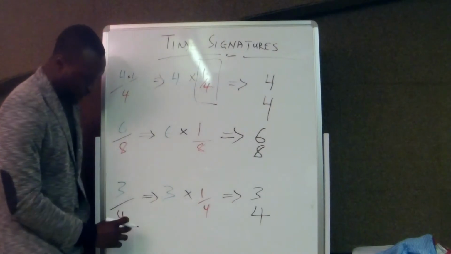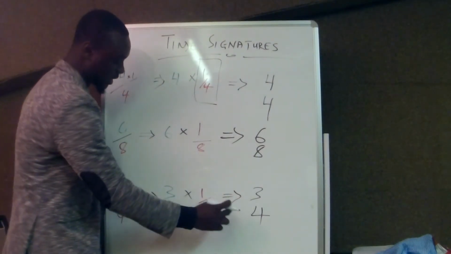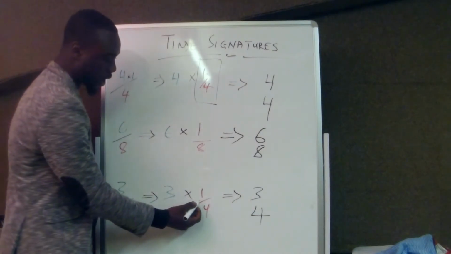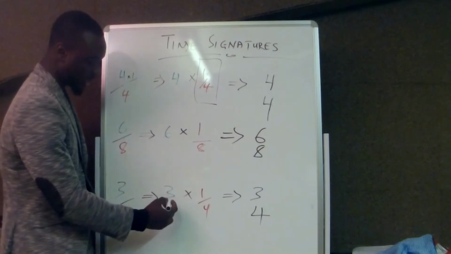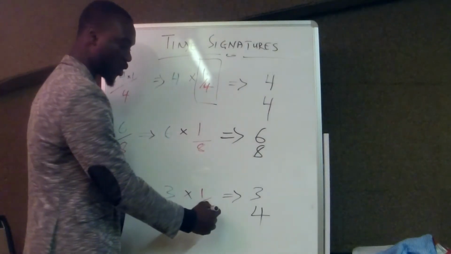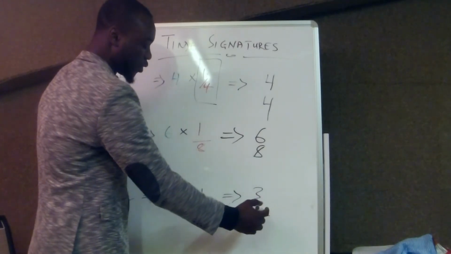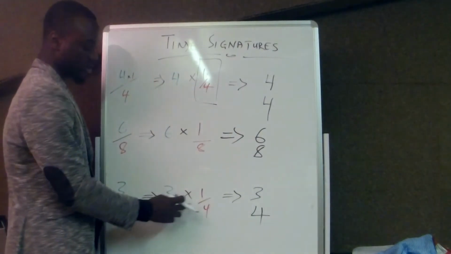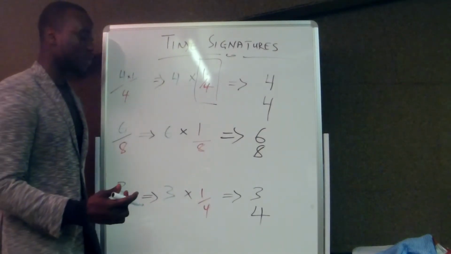Now, 3/4, very simple. You have 3 quarter notes in every bar. 3 times 1/4. Because 3/4 can also be broken down and written as 3 times 1/4. Hence you have 3/4, which means you have 3 quarter notes in each bar. I hope I'm making a bit of sense to you.